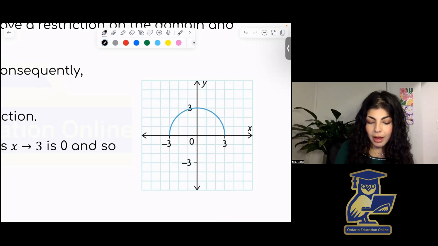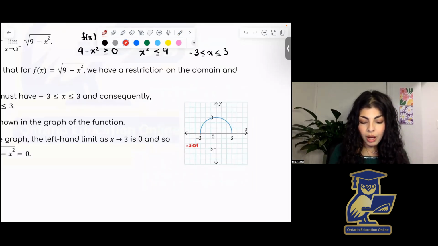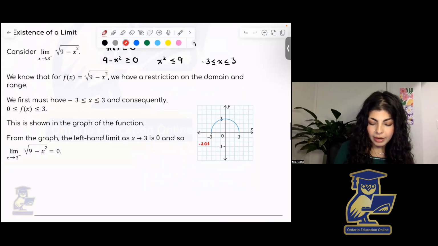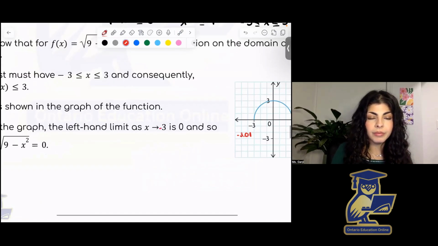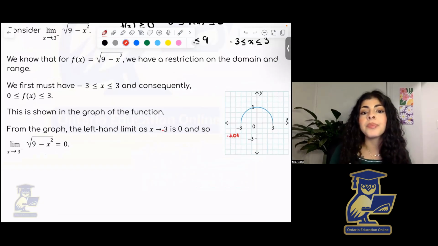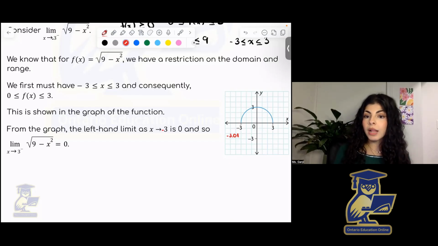For example, -3.01. That's not in my domain, so I can't consider that. And so, again, these should be -3. I'll fix that for you on the updated handout, but you're going to see that this limit does not exist because it doesn't exist on the domain. And so that's why it's important to always analyze your domain as well, because it does actually affect your limit.